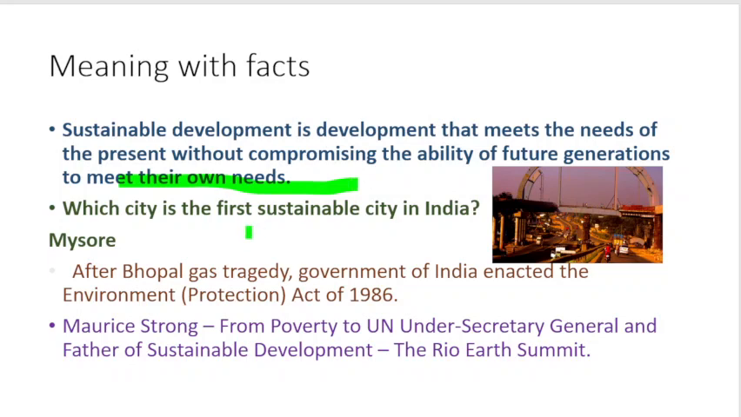Now, which is the first city in India which has been described as a sustainable city? The answer is Mysore. This is just added for your knowledge.